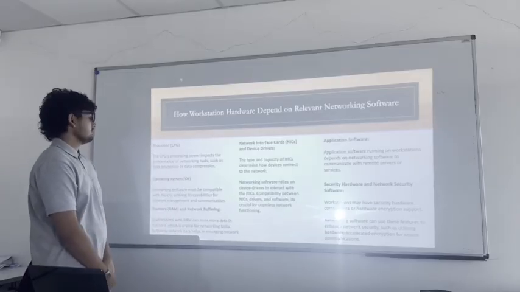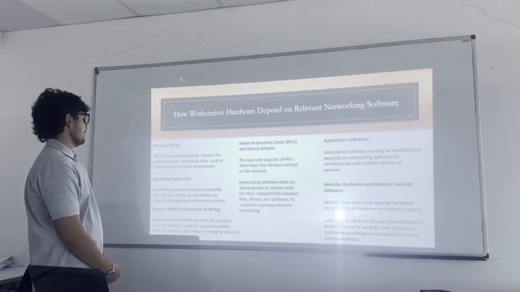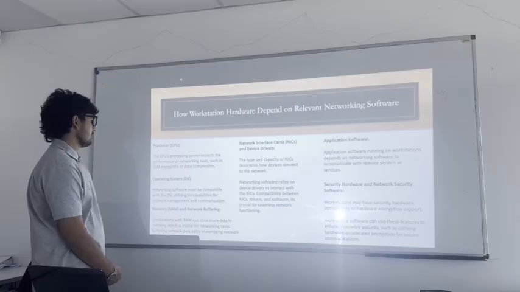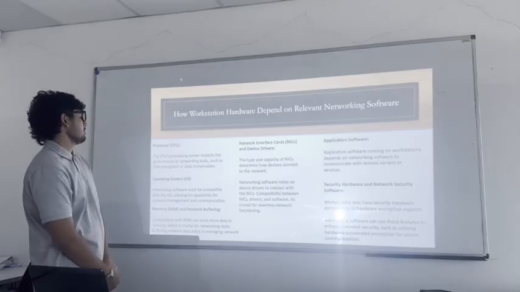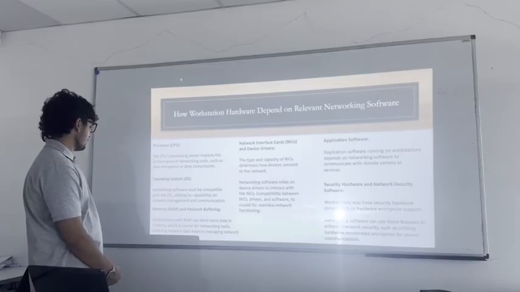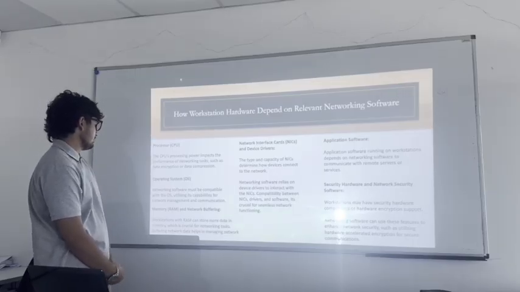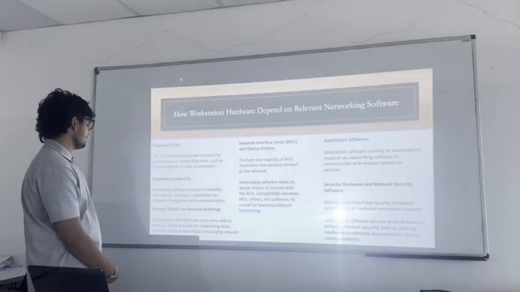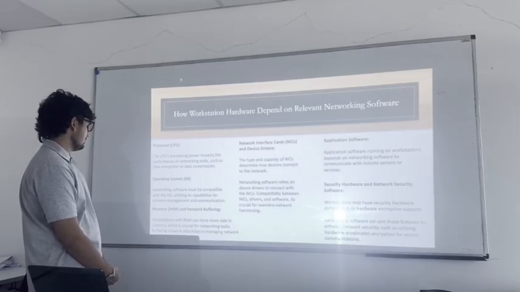So, the CPU, which is known as a processor. The CPU processing power impacts the performance of networking tasks, such as data encryption and data compression. Operating systems, which are known as OS. Networking software must be compatible with the OS, utilizing its capabilities for network management and communication.